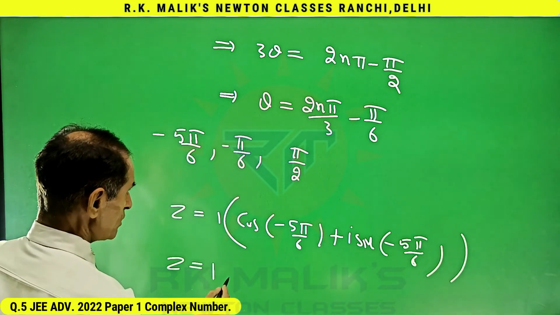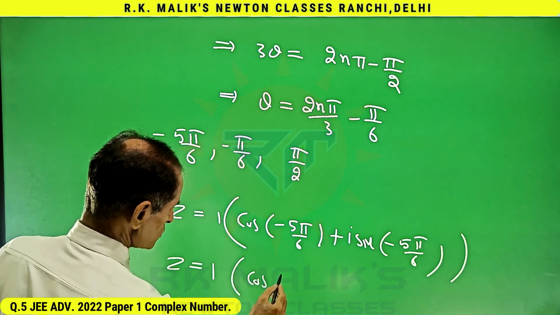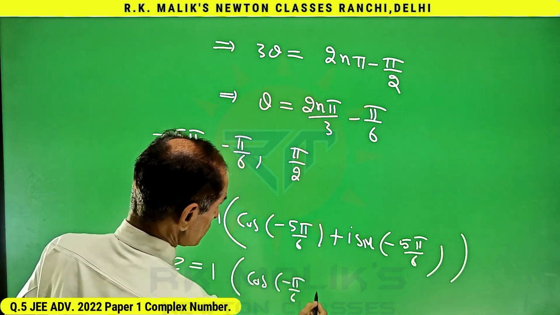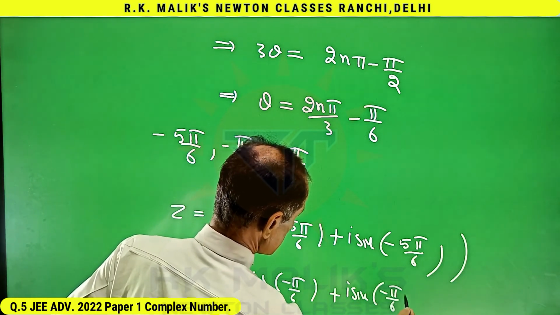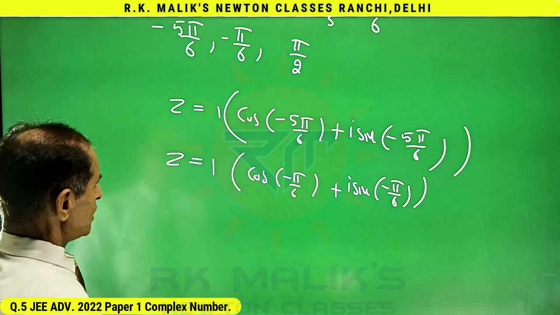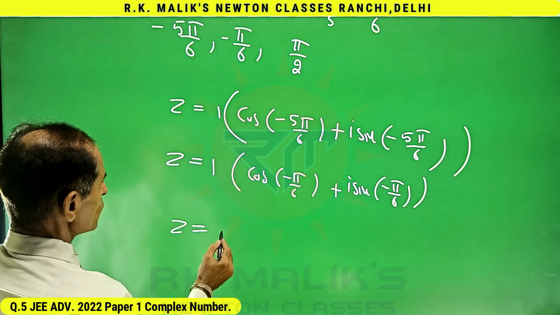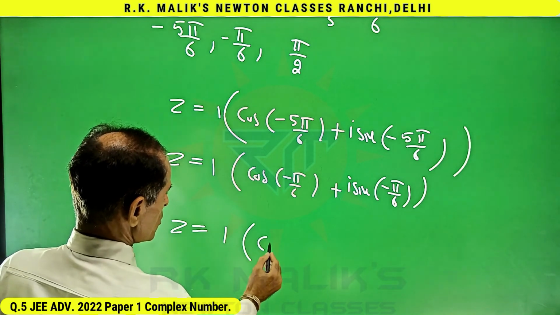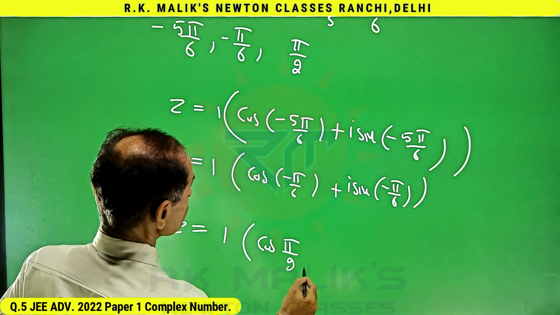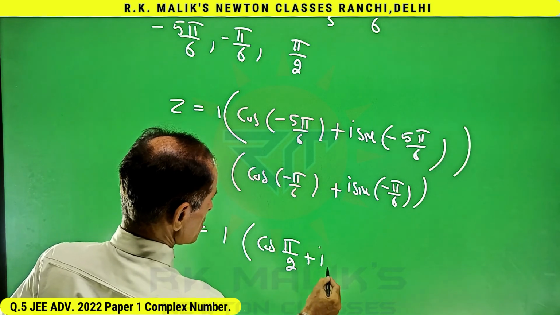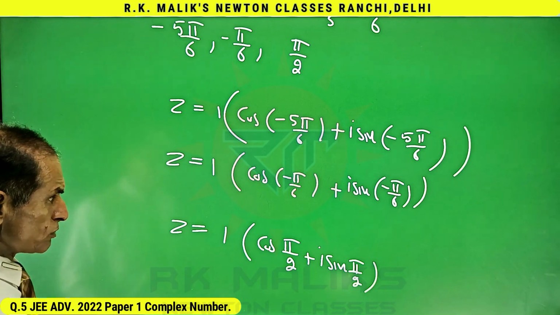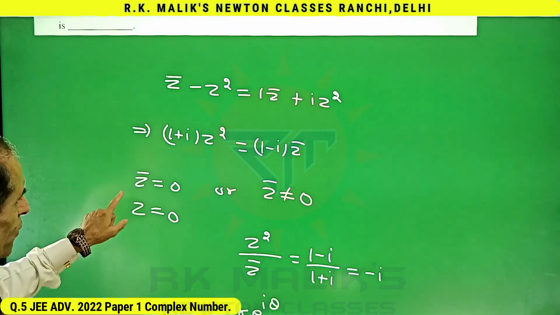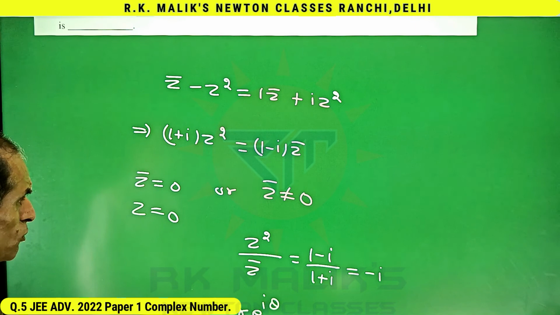Second, 1 into cos minus pi by 6 plus i sin minus pi by 6. And z equal to 1 into cos pi by 2 plus i sin pi by 2. That is three values here, and one value we have already found, that is z equal to 0. In this way we have got four solutions.